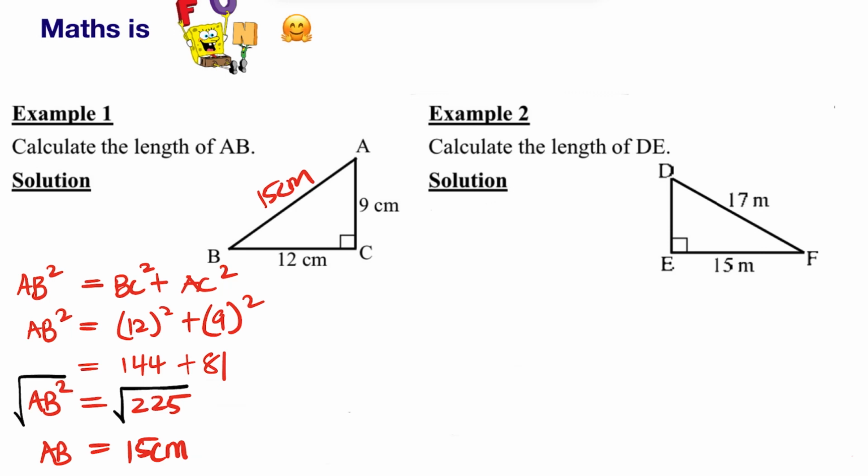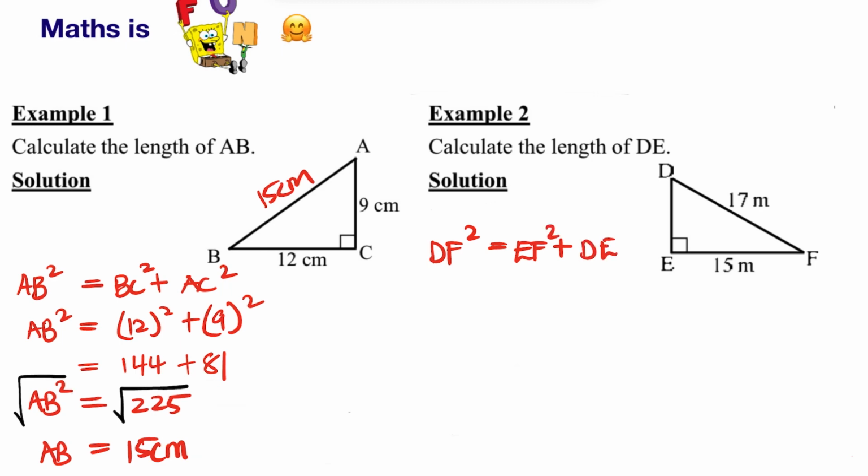Now let's go to example 2. In example 2, we are given this right angle triangle. We are given the sides EF and DF, which is the longest side. Now we are looking for one of the smaller sides, DE. So the formula will always be the square of the longest side. The longest side is DF. So DF squared is equal to the sum of the squares of EF, that's the square of EF, and the square of what?